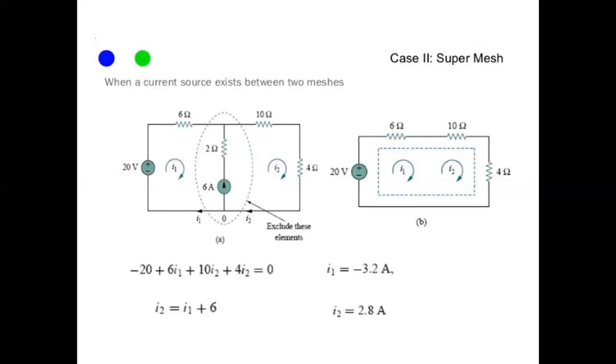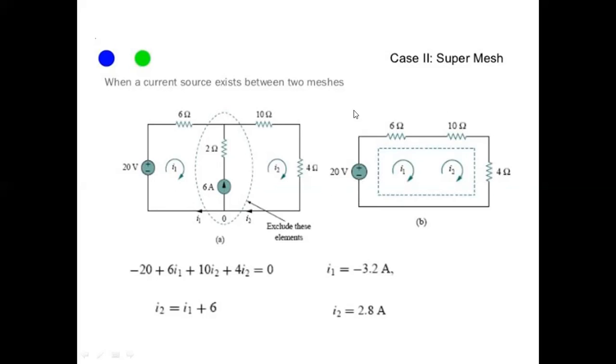Next, case 2, a super mesh. So the question is, what is a super mesh? A super mesh is used when a current source exists between two meshes. Look, here a 6 ampere current source is existing between two meshes, I1 and I2, the left and right hand side meshes. In that case, we have to apply the super mesh. We have to exclude the particular branch where the current source is present. After excluding it, we find this figure.